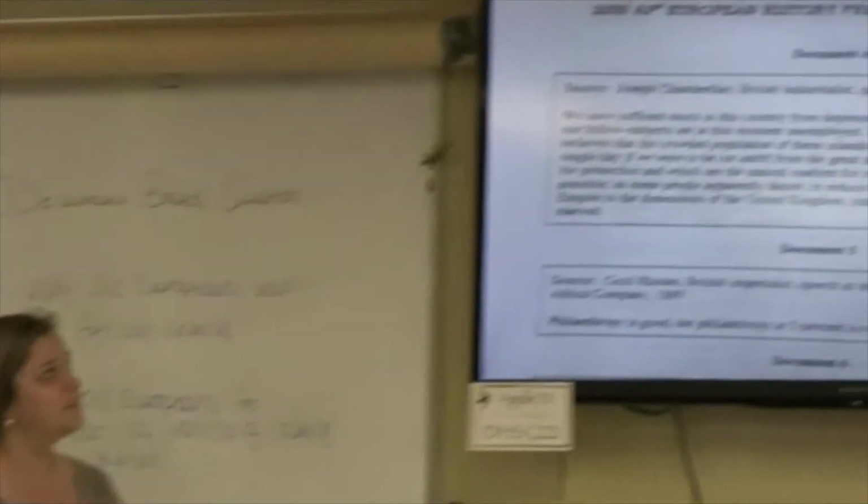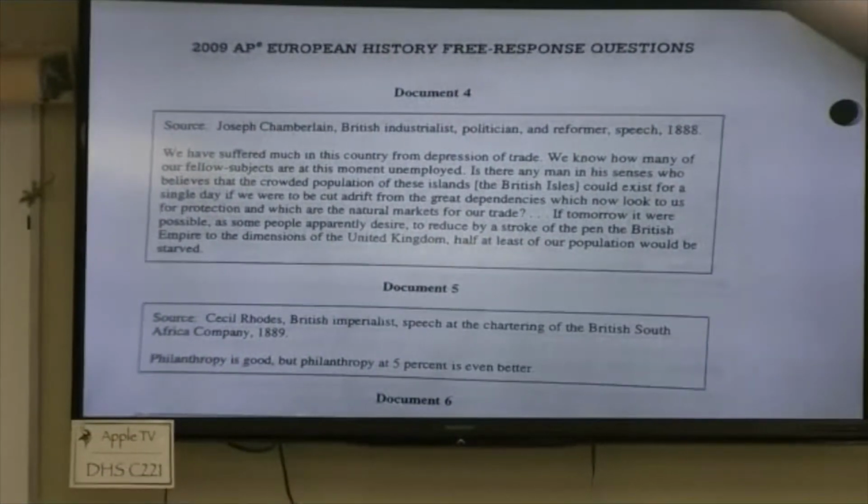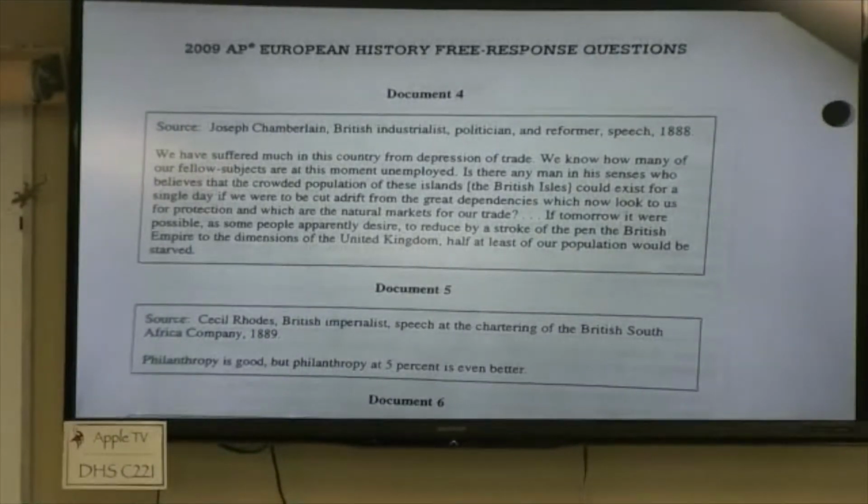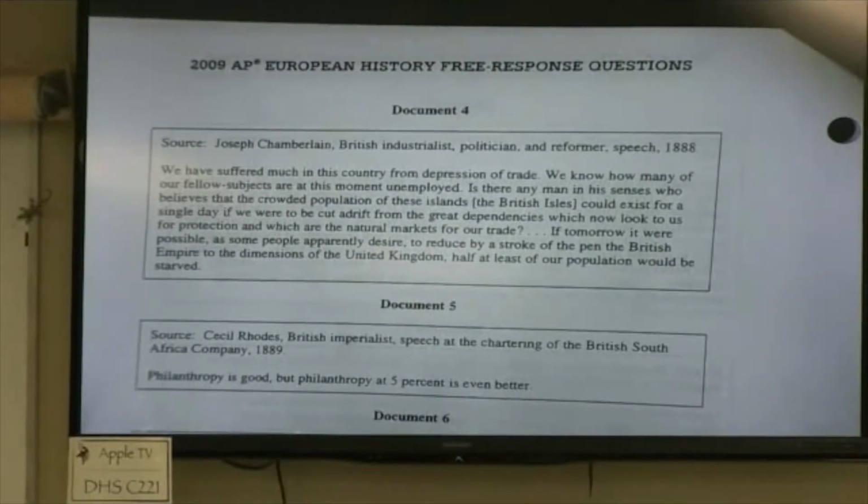So Joseph Chamberlain says, "We have suffered much in this country from depression of trade. We know how many of our fellows are at this moment unemployed. Is there any man in his senses who believes that the crowded population of these islands," referring to the British islands, that little bracket means, "could exist for a single day if we were cut adrift from the great dependencies which now look to us for protection and which are the natural markets for our trade? If tomorrow, if it were possible, as some people apparently desire, to reduce by the stroke of a pen the British Empire to the dimensions of the United Kingdom, half at least of our population would be starved."